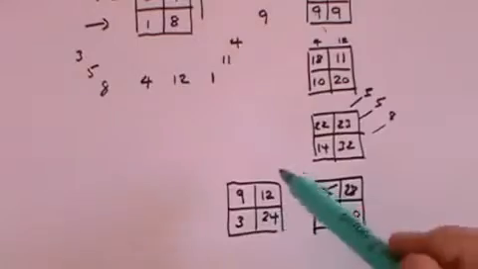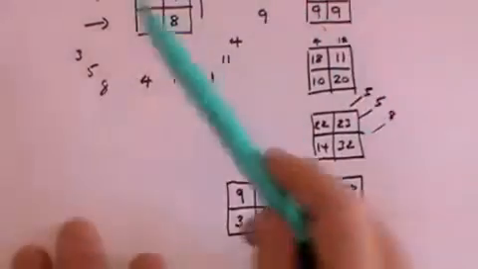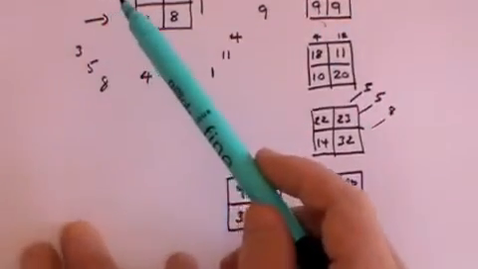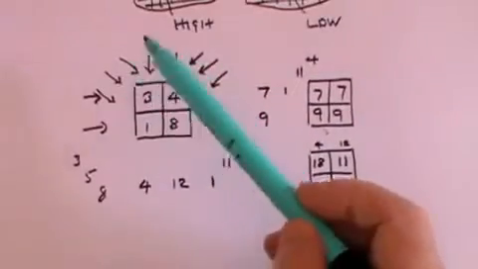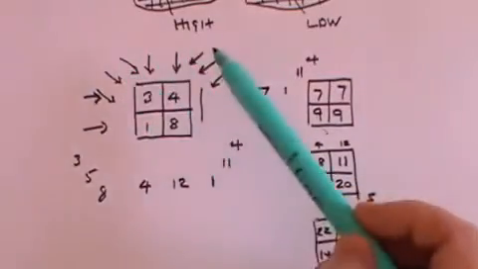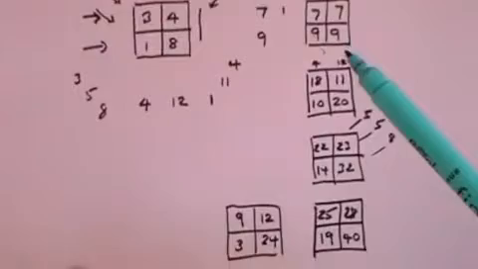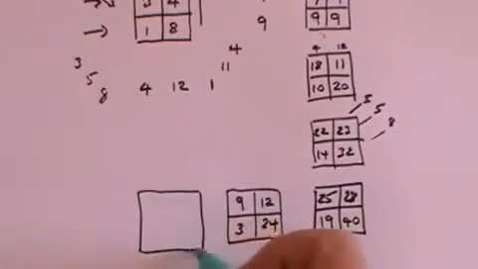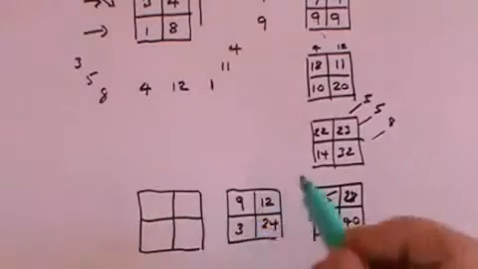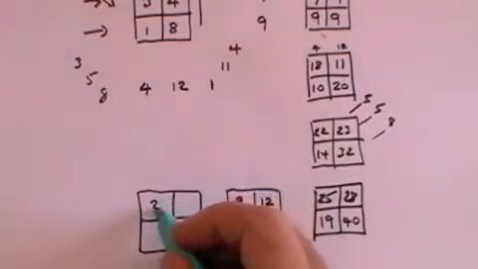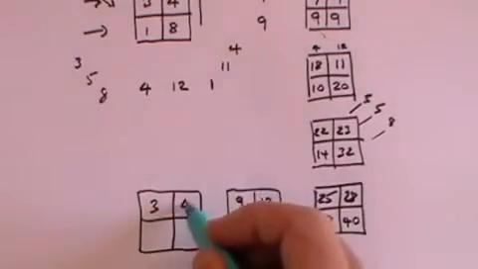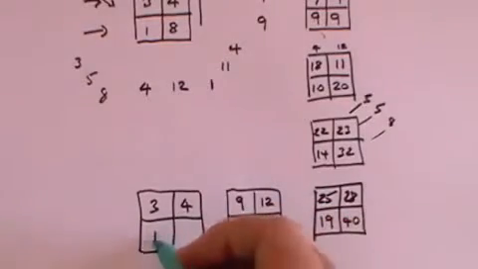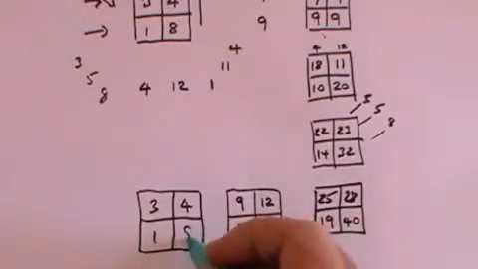And then finally, because you have done not just the initial scan, but 3 more, so you've got essentially 3 lots of weighting, you have to divide what you're left with by 3. So if we divide 9 by 3 you get 3, 12 by 3 you get 4, 3 by 3 is 1, 24 by 3 is 8.